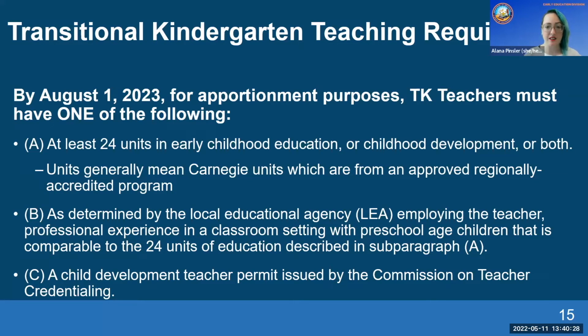Option C is the child development teacher permit or above. So there's a teacher level permit, there's also program director and site supervisor. There's a few different options of how you can get that, and you can also just do a Google search for the CTC's matrix on permit development.